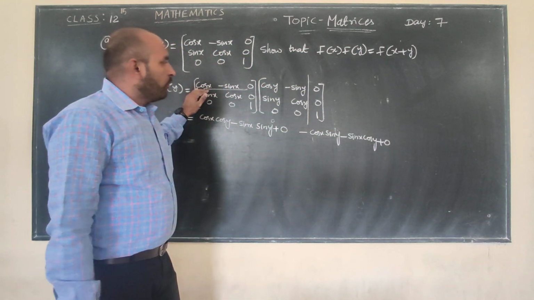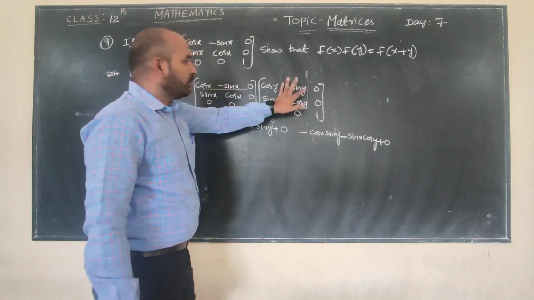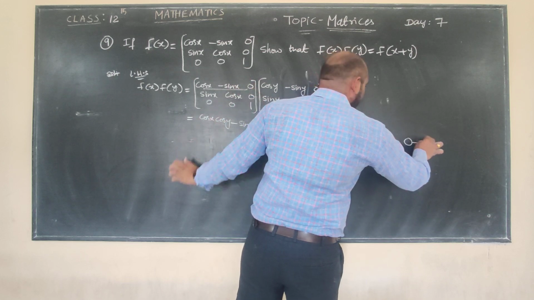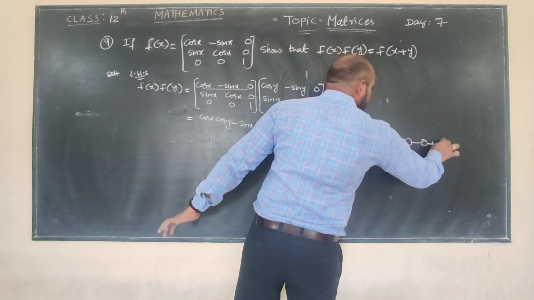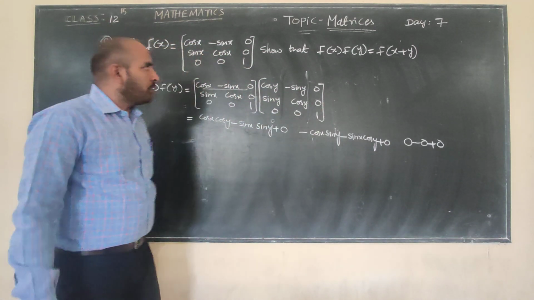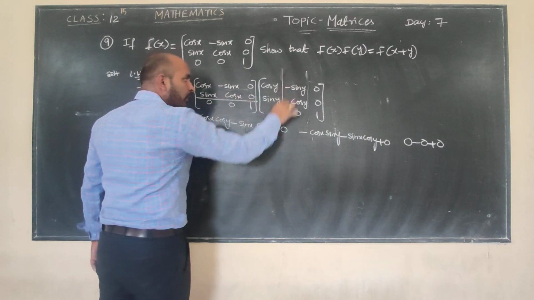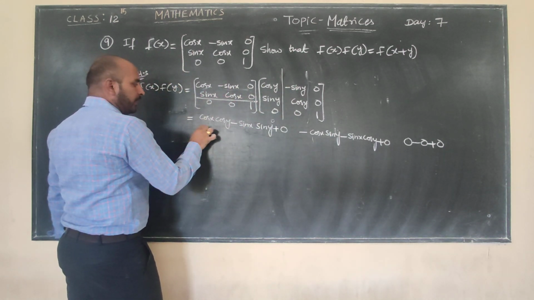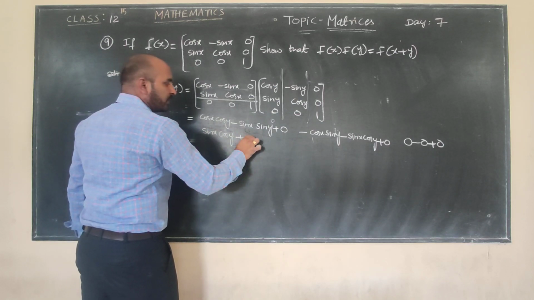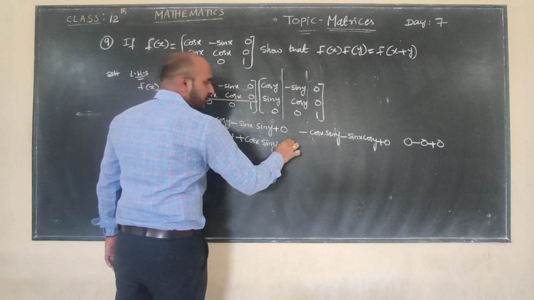Now first row with third column elements. Cos x into 0, that is 0. Minus sin x into 0, that is also 0. Plus 0 and some 1, that is also 0. 0 into 1, 0. Now again coming to the second row elements with the first column. Sin x into cos y, so sin x into cos y plus cos x into sin y, cos x into sin y, plus 0.